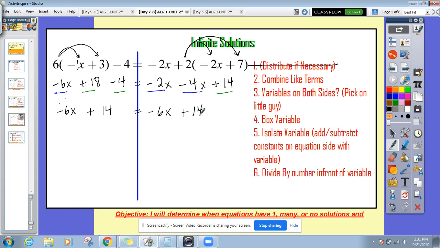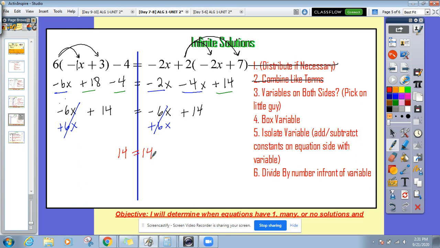Now we have variables on both sides. So right away, what I'm going to do is try to pick on the little guy. But again, something funny happens, right? The variables on both sides are exactly the same. So when you try to pick on one, let's say I try to add 6x to both sides. What happens is they don't just cancel off on one side, they cancel off on both sides. And we're not left with the variable anymore. We're left with the statement 14 is equal to 14.